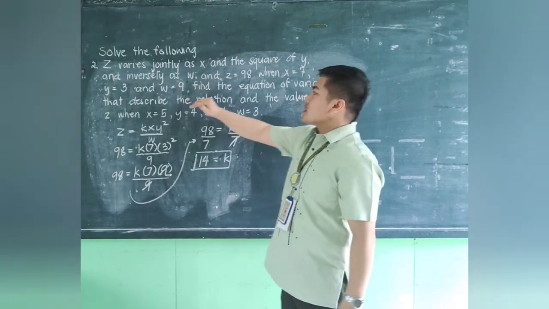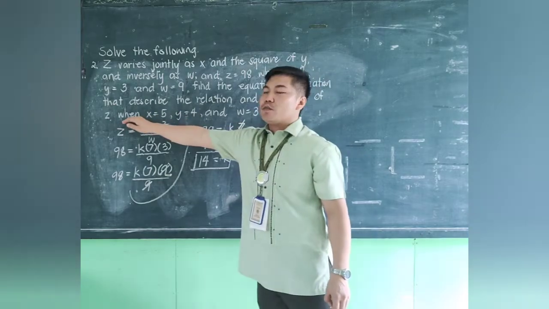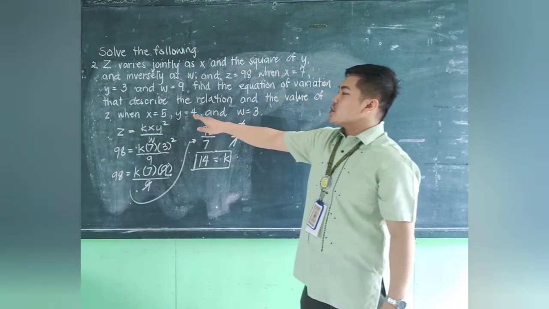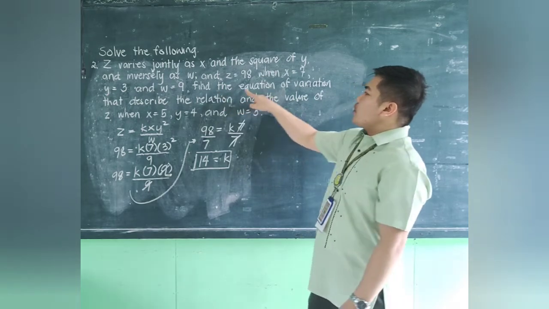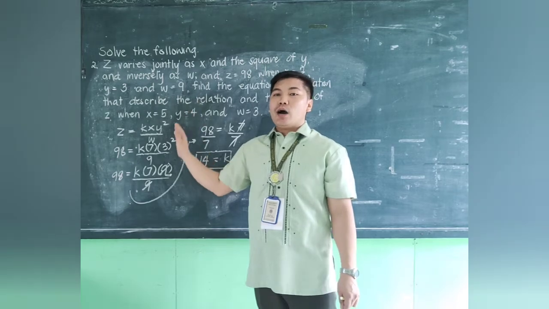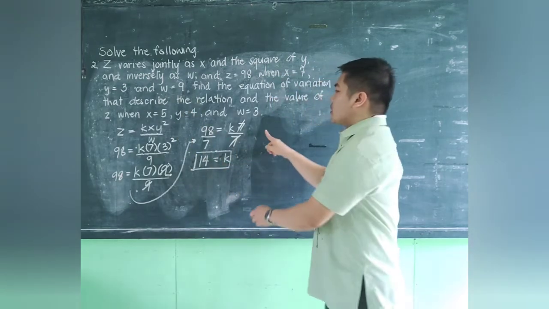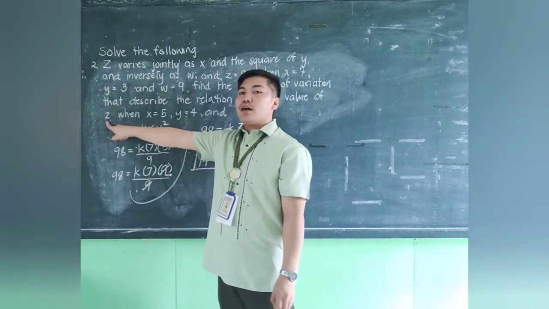Okay? So, next is, find the value of z when x is 5, y is 4, and w is 3. Okay? So, hindi na natin gagawin itong find the equation kasi nauna natin siyang gawin. Laging unang maggawa ng equation. Next is to solve for the value of z. Kasi find the value of z.